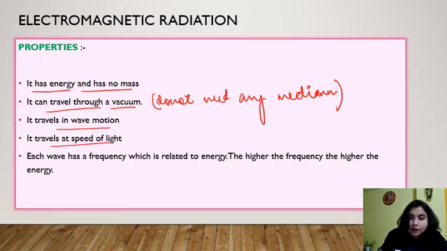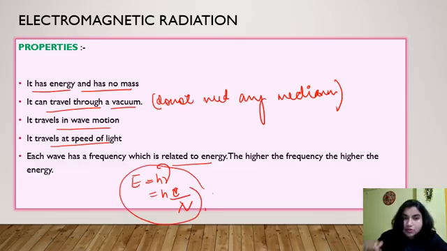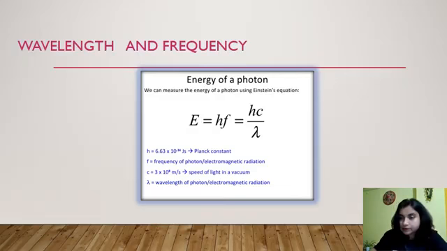Each wave has a frequency which is related to energy. So the relation between wave frequency and wavelength is E equals h nu. Nu is your wave speed of light in air, right? So it is replaced by c by lambda, right? So this is what your electromagnetic radiation properties are.